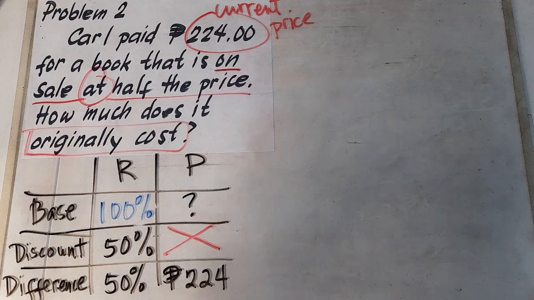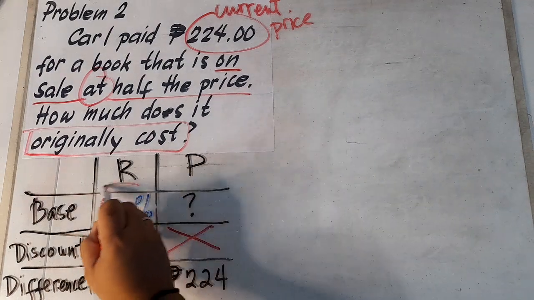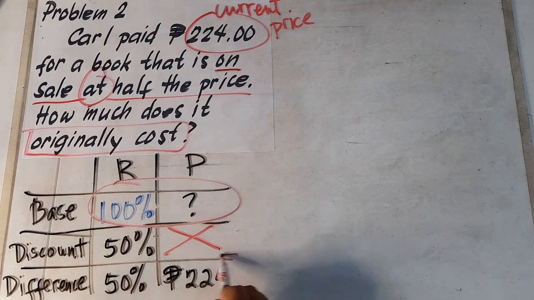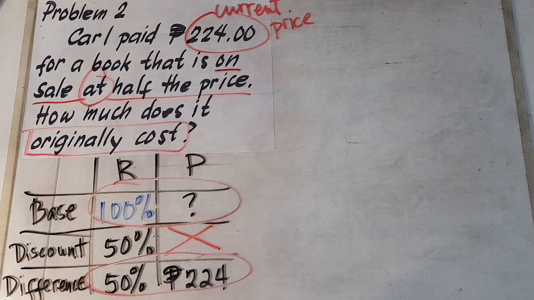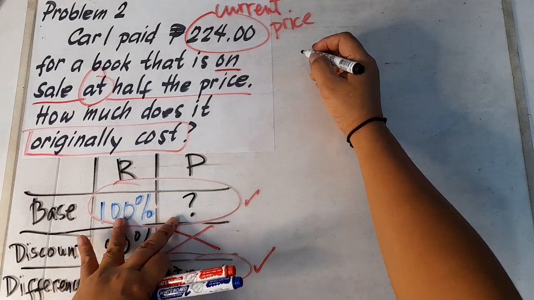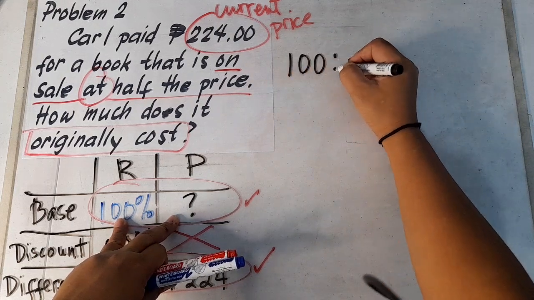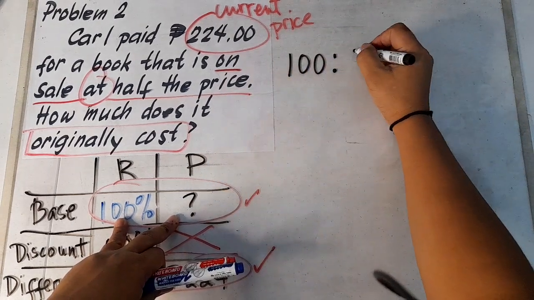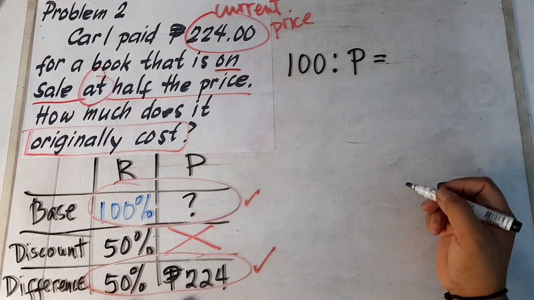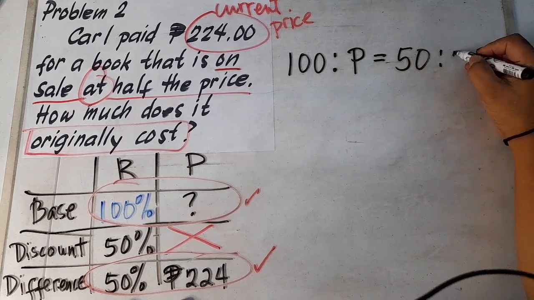Okay, so let's have our working equation for this. Anong dadamputin natin dyan? Ang dadamputin natin ay horizontal pairing. Okay, so yung 100 at saka yung question mark and 50 at saka 224. So, etong dalawang to ang kukunin natin. Okay, for our working equation. So, we'll copy this. We write these two as a ratio. So, it's 100 is to, question mark is under P. So, we'll have P equals, yung kabila natin, 50 is to 224.